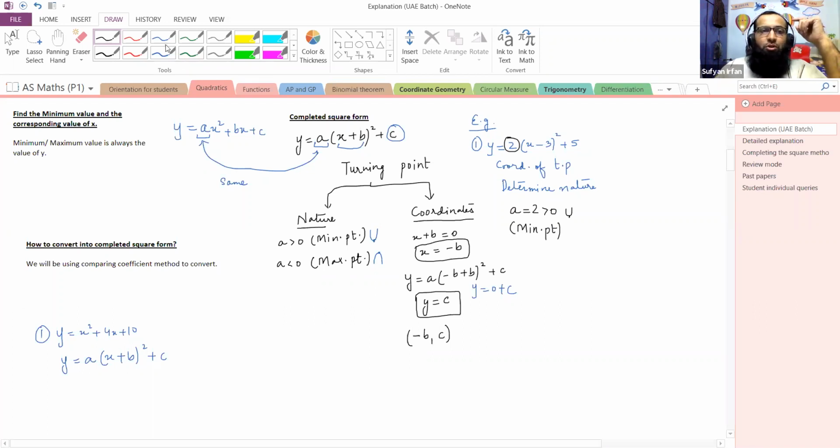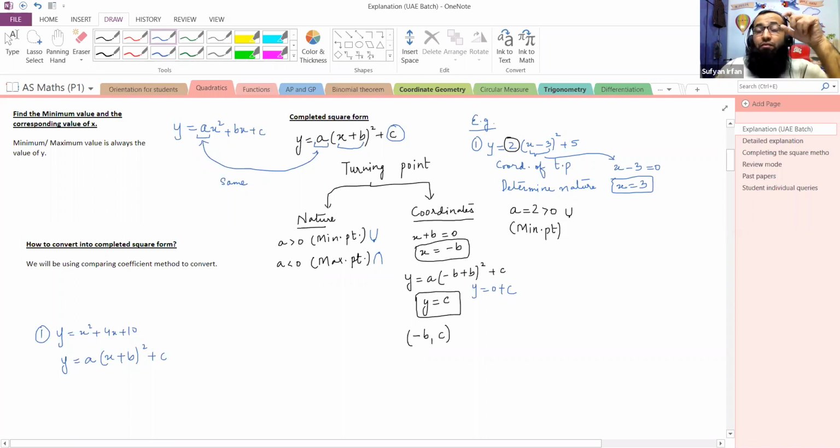Now let's move on to the coordinates of it. For finding the coordinates, the linear function inside the bracket is to be equated to 0. So let's just do that. x minus 3 equals 0. The function inside the bracket is x minus 3. If we equate x minus 3 to 0, the value of x that we get is x equals 3. So we have got x equals 3.